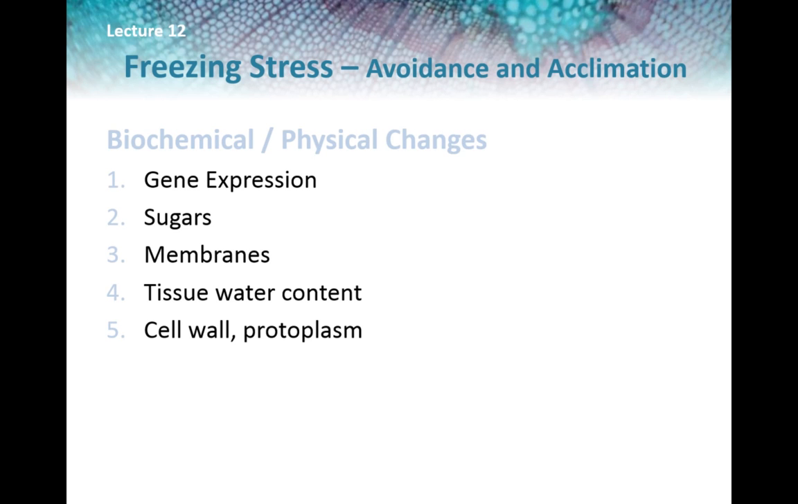As you recall from previous modules, many biochemical and physical changes take place during acclimation. There is also compelling evidence that certain genes are induced during acclimation, based on production of new mRNA and proteins. Tissue water content decreases, cell wall and protoplasm can be augmented, membrane composition can change, including greater unsaturation, and soluble sugars generally increase. In this module, we'll discuss some of these points in more detail.